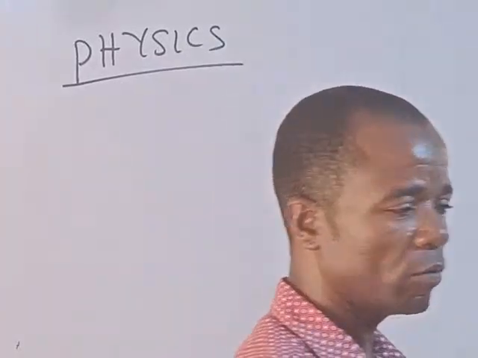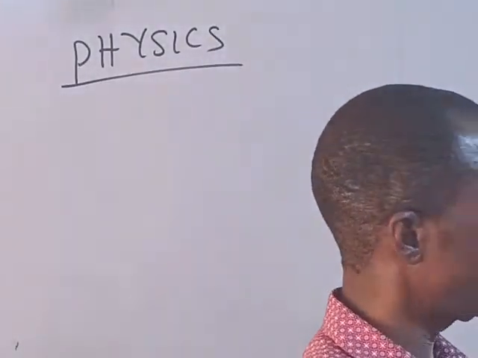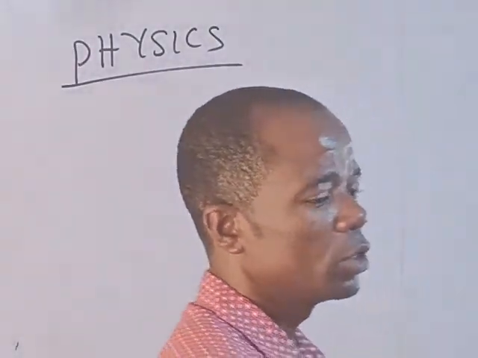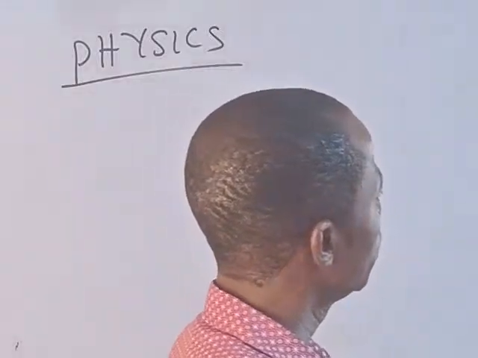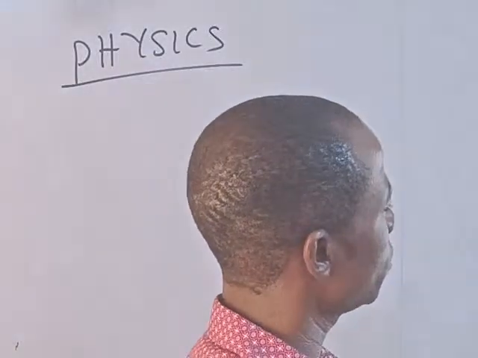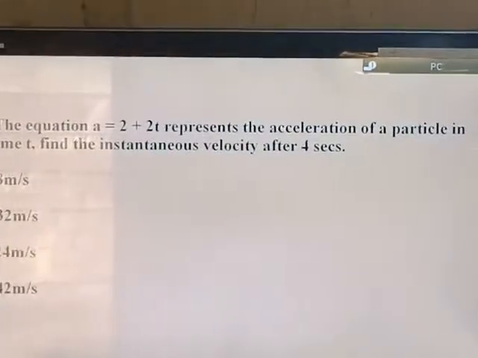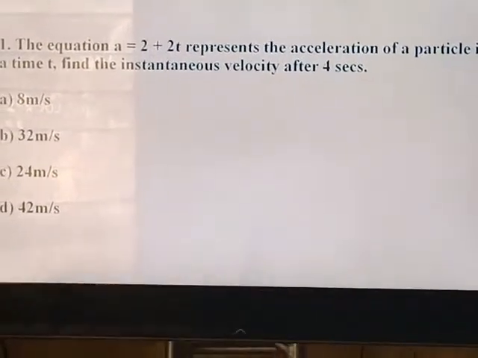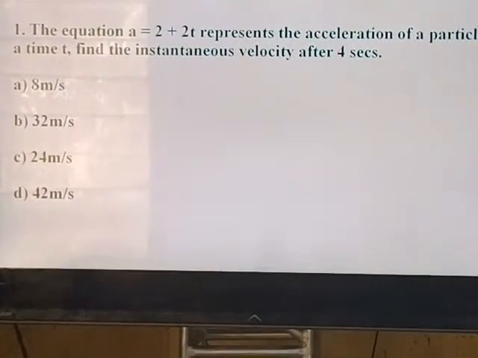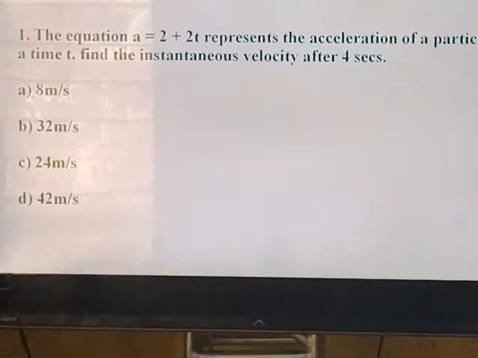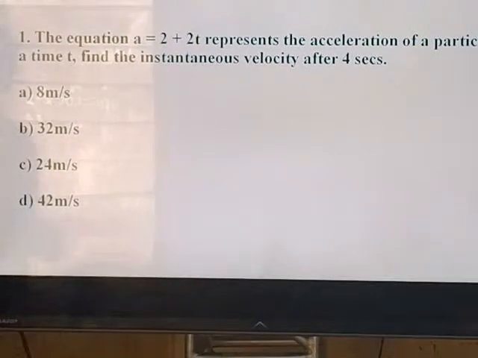And considering some of the likely questions we might encounter in 2024 JAMB, let's start with the very first one. The equation a = 2 + 2t represents the acceleration of a particle at time t. We have to find the instantaneous velocity after 4 seconds.